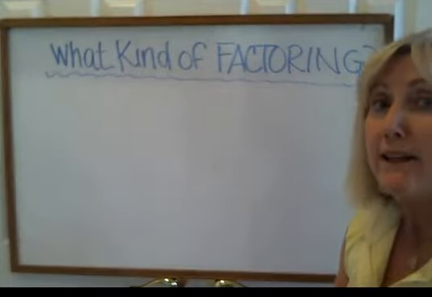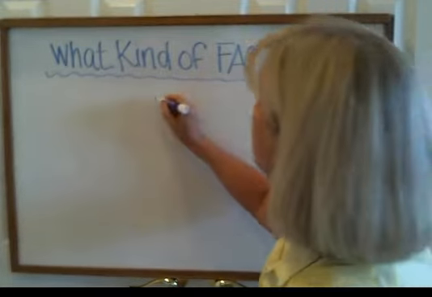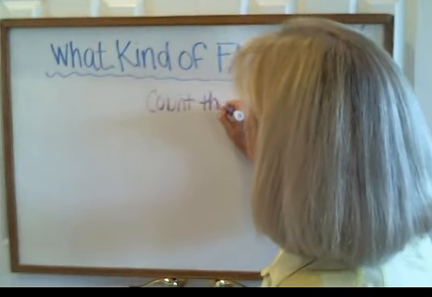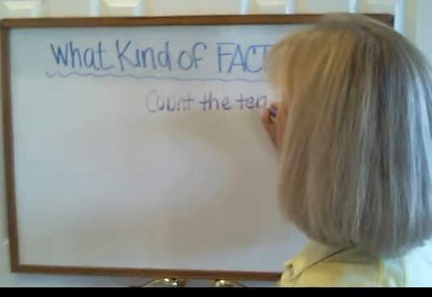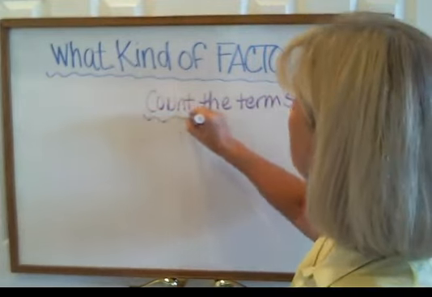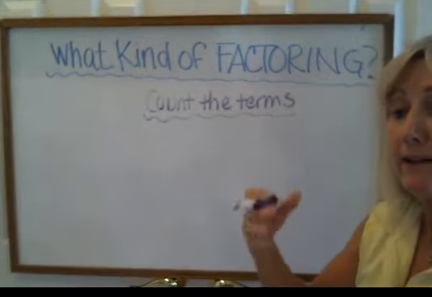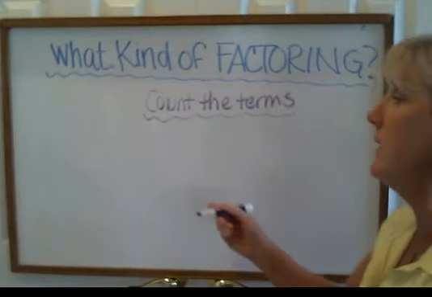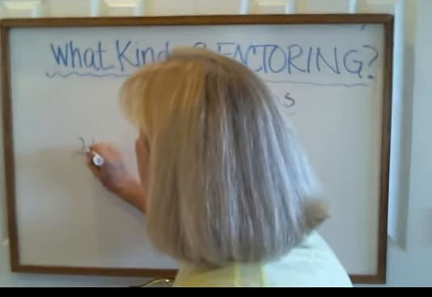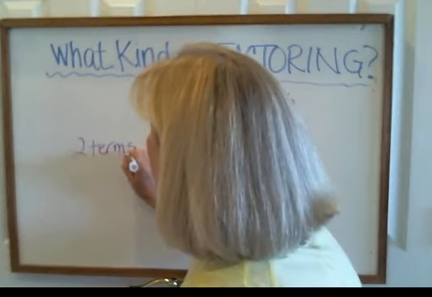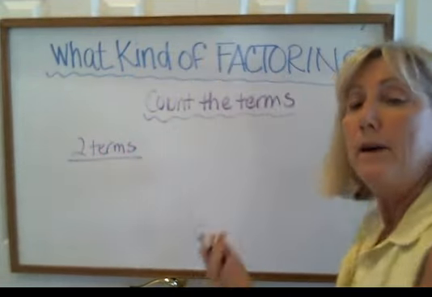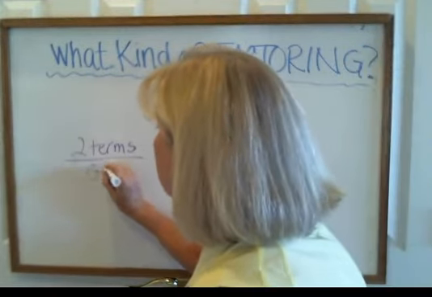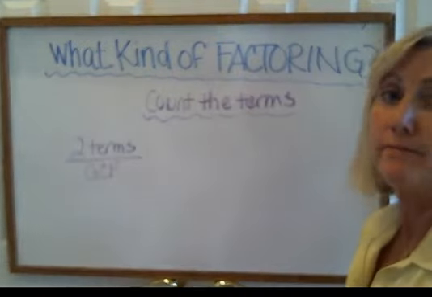So my main hint for this is to count the terms. You want to count the terms in your polynomial, and that's going to give you the clue as to what kind of factoring you're going to do. So for instance, if you count the terms and you have two terms, one possibility, always one possibility, is to try to factor out a GCF.